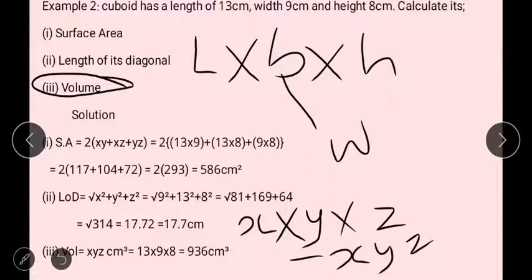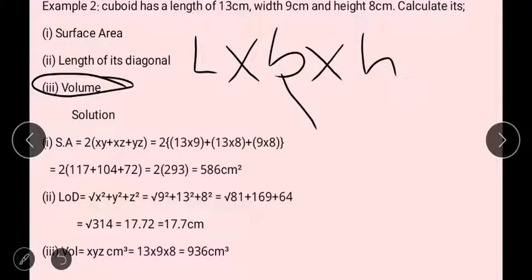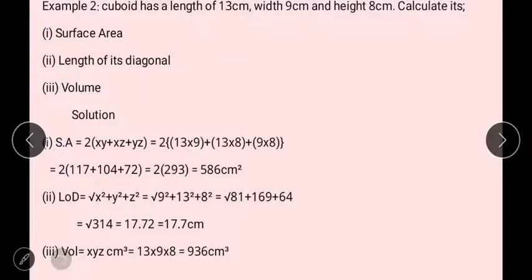Are we together? So that is what I have here. X, Y, Z. X is 13, Y is 9, Z is 8. 13 times 9 times 8 gives you 936. And our unit is what? Centimeter cube. Don't forget your unit at any point of time. No unit, no mark.